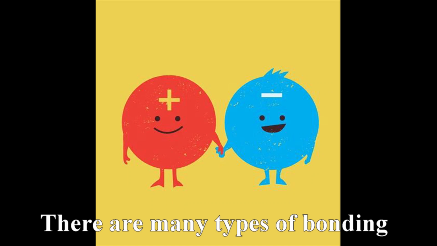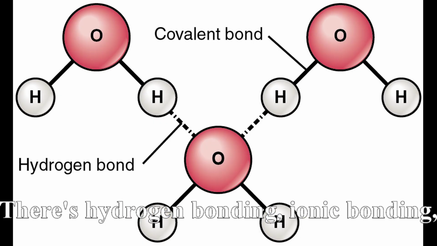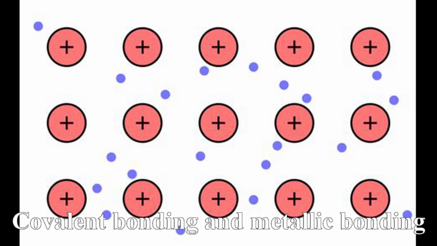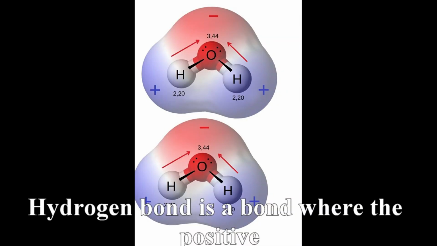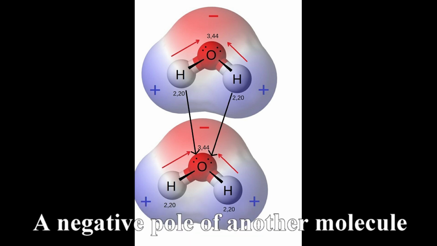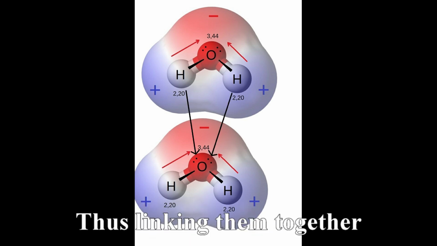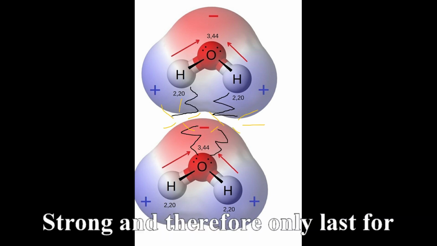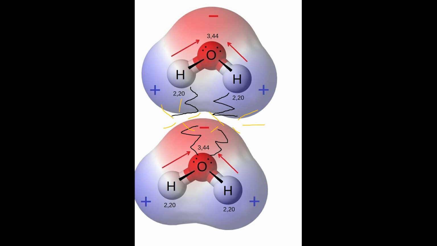There are many types of bonding: hydrogen bonding, ionic bonding, covalent bonding, and metallic bonding. A hydrogen bond is a bond where the positive hydrogen pole of a molecule attaches to a negative pole of another molecule, thus linking them together. We note that these bonds are not very strong and therefore only last for a short amount of time.